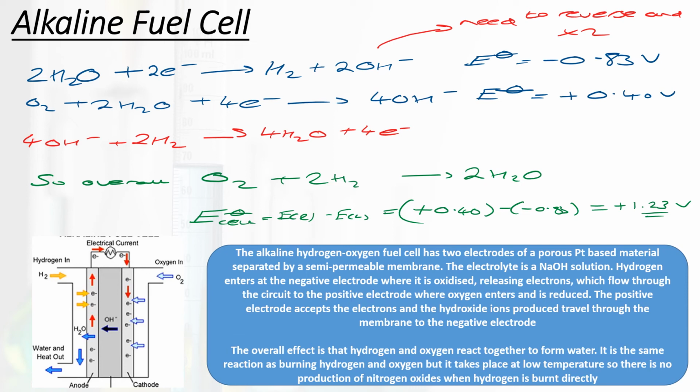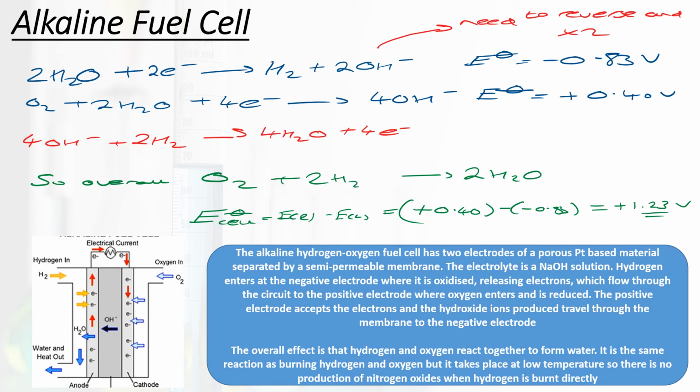So if we look at our equations for this, we have two lots of water reacting with two electrons to produce hydrogen and two hydroxide anions. That gives an E cell value of negative 0.83 volts. And we also have oxygen reacting with two lots of water and 4 electrons to produce 4 hydroxide anions. And this is an E cell value of plus 0.4 volts. Notice that those essentially are taken from the electrochemical series.